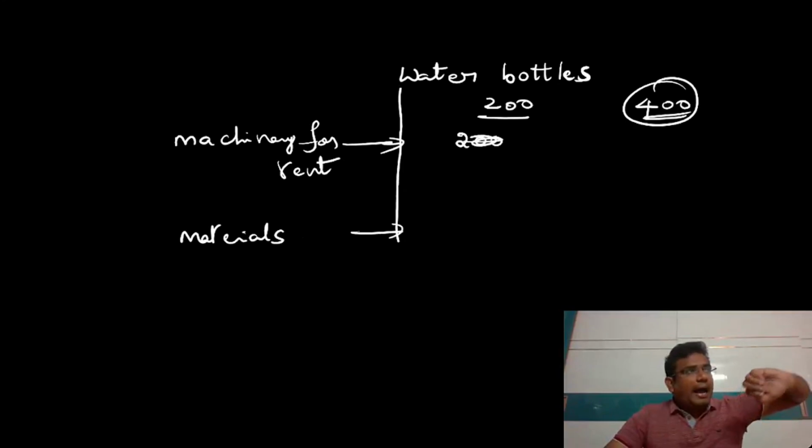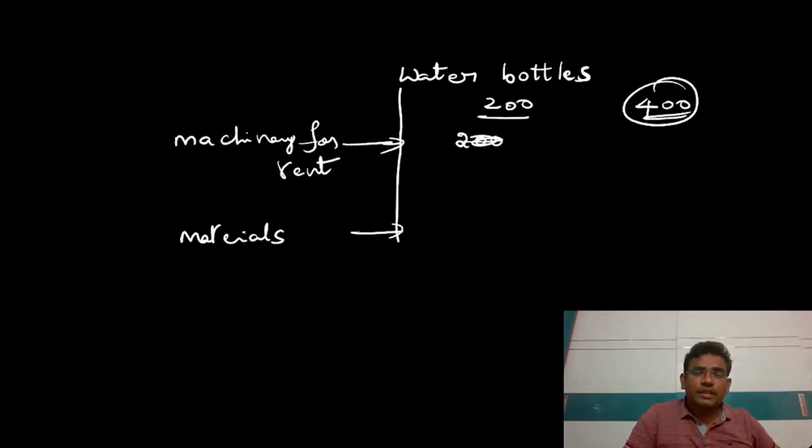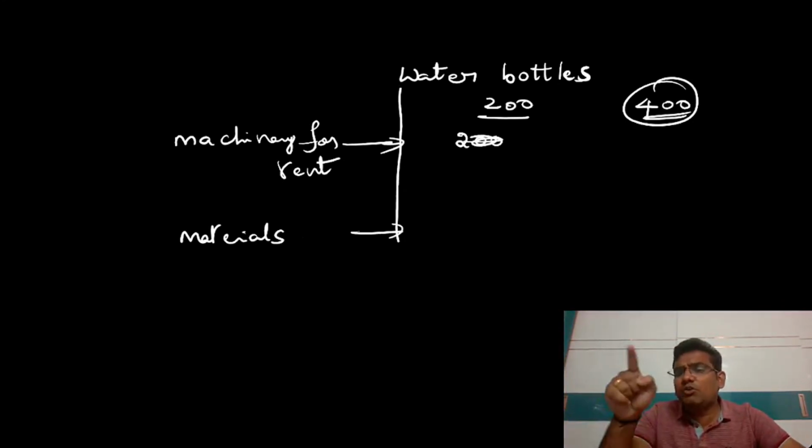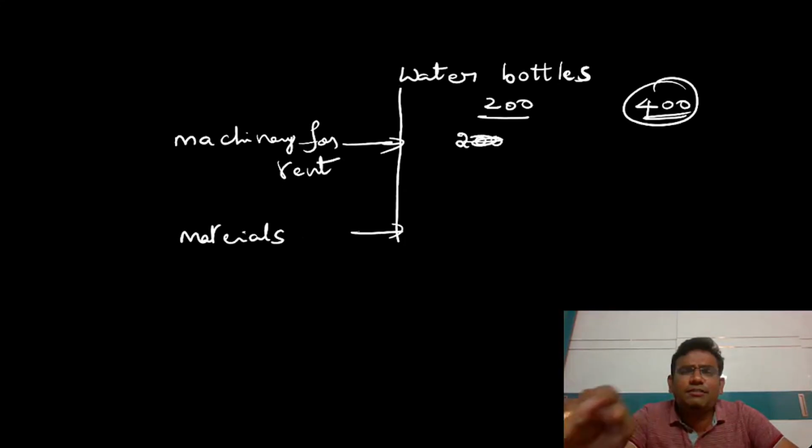So I went to the manufacturer for rent purpose. I asked him, give this machine on rent for 1 month. So now, whether you manufacture 200 bottles per day or 400 bottles per day, will the rent be the same or different, guys?